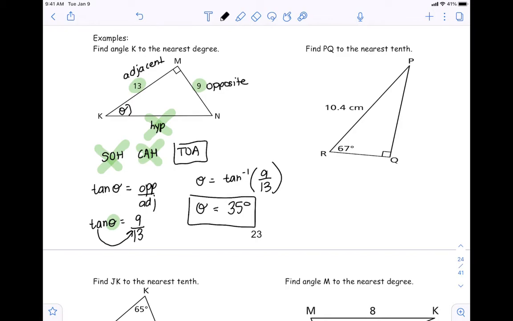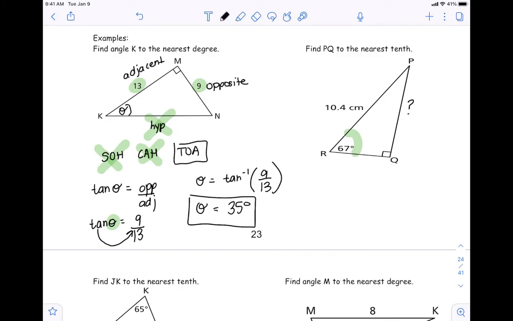Our next question says find PQ to the nearest tenth. So find PQ. We don't know what this side is, but we need to label it in relation to the angle we're looking from. If they give you an angle, look from it. Never look from 90 degrees. So we're going to look from 67 degrees.